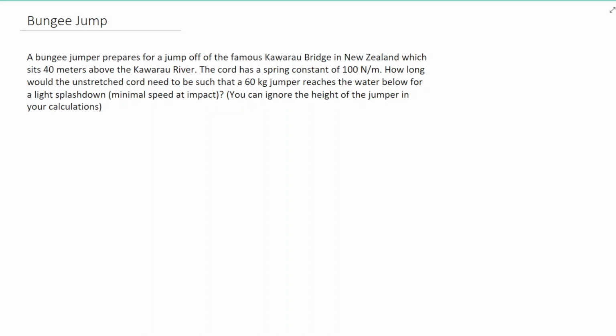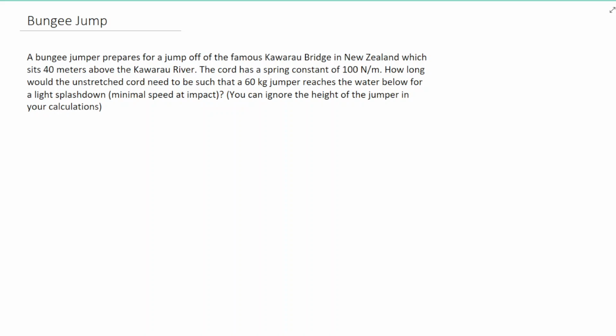In this problem, we have a bungee jumper preparing to leap off a bridge in New Zealand over a river. We're trying to figure out how long the unstretched cord would be. We're given the spring constant of the cord, the amount of force applied as it stretches each meter. We know the mass of the jumper, and again, we know the height that they are above the water.